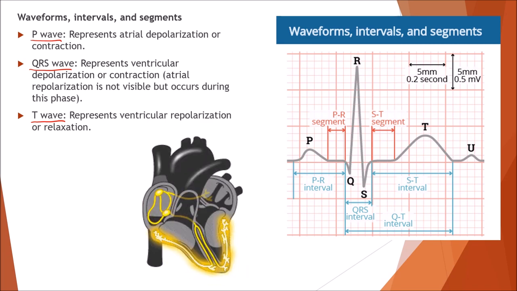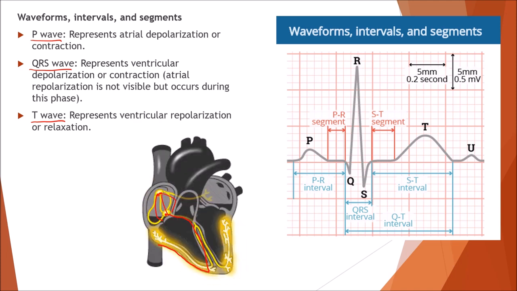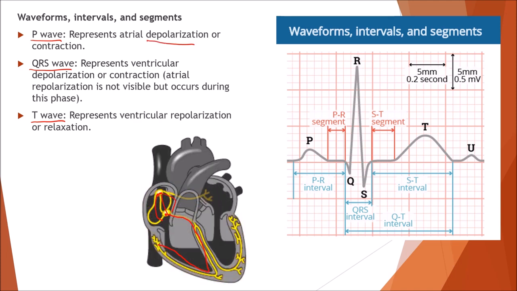Earlier we talked about the SA node and the AV node, and I told you that there was a signal that would go down from the SA node to the AV node, and then from the AV node down through the bundle of His, the right and left bundle branches, and then the Purkinje fibers. Well, this signal has a name, and it's called depolarization. Depolarization is the same as contraction, or the same as systole.